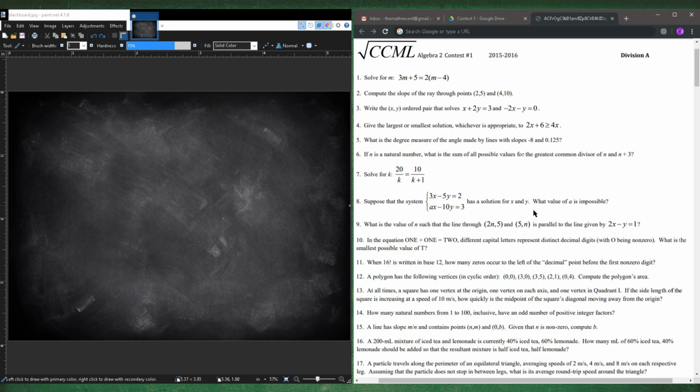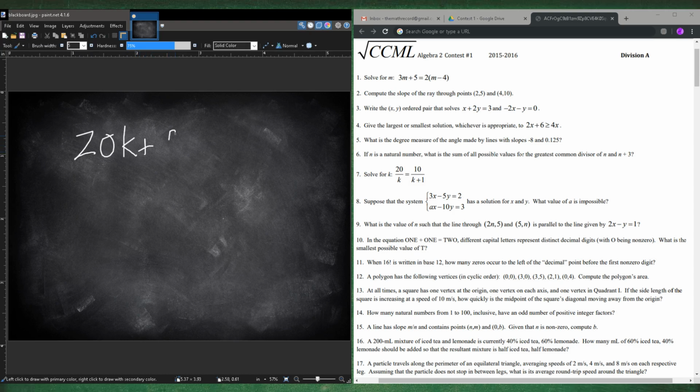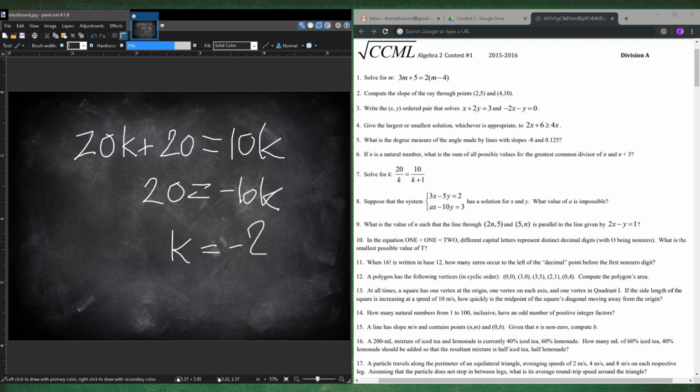Number 7, solve for k. 20 over k equals 10 over k plus 1. So we cross multiply, so 20k plus 20 is equal to 10k. Minus 20k from both sides, so you get 20 is equal to negative 10k. So k is equal to negative 2. The answer of 7 is negative 2.